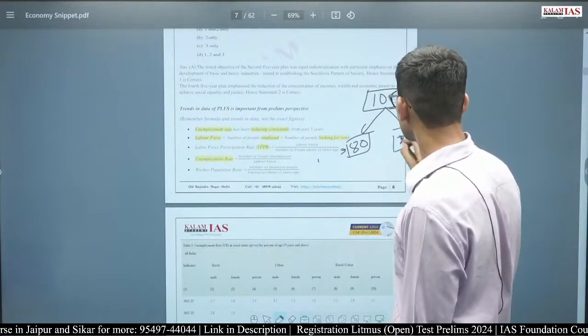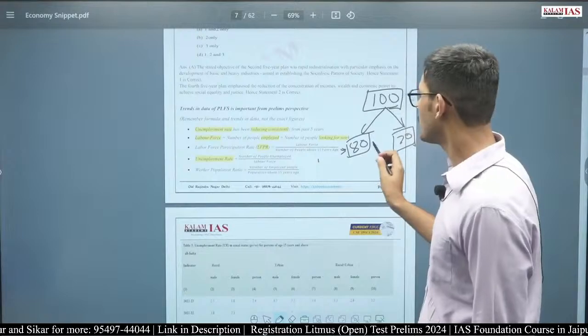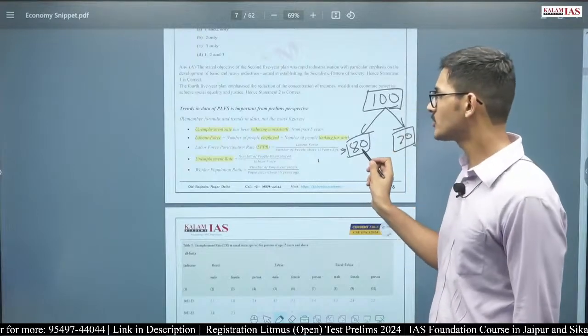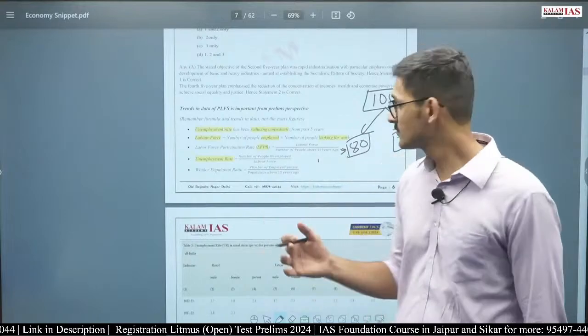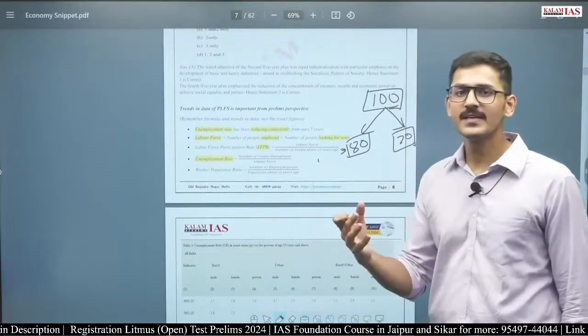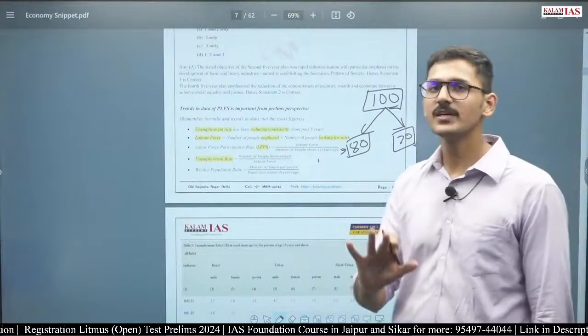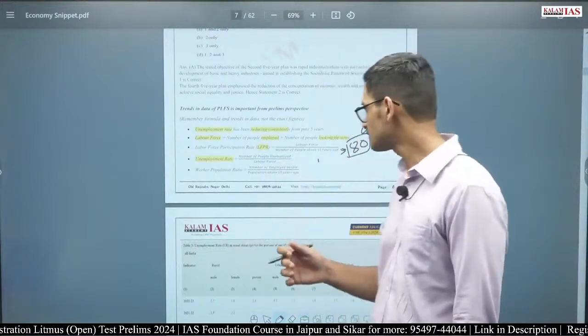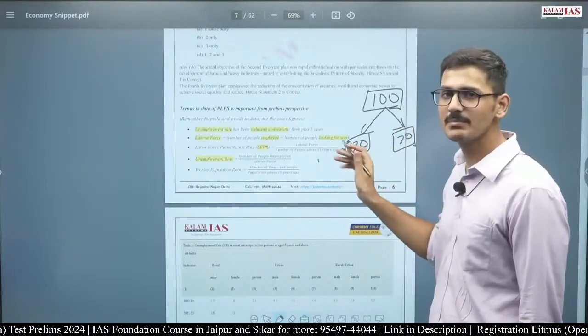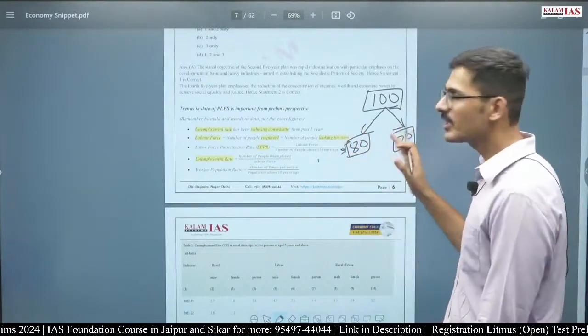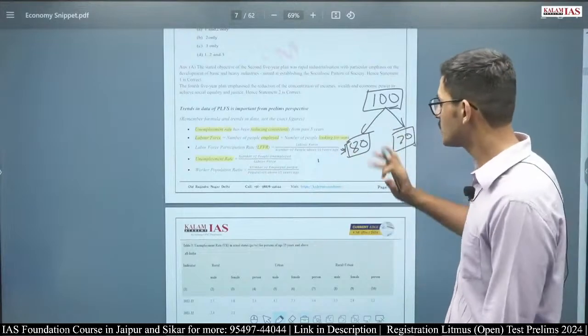Less than 15 years of age are 20. So, the people who are above 15 years of age, we will call them working age population. Whoever is above the 15 years of age, we will call them working age population. So, out of 100 people, there are 80 people who are above 15 years and 20 people who are less than 15 years, basically children.